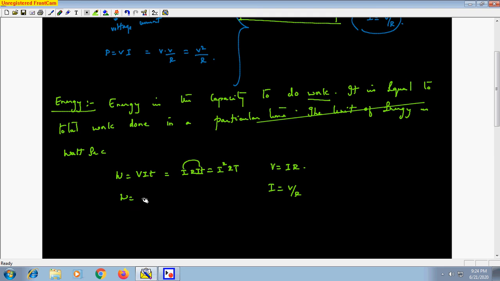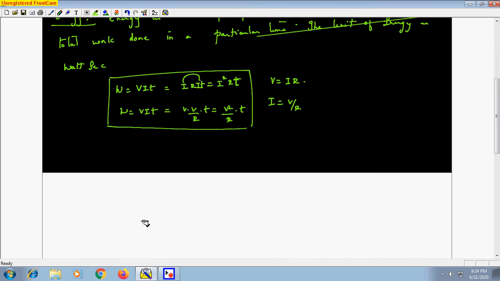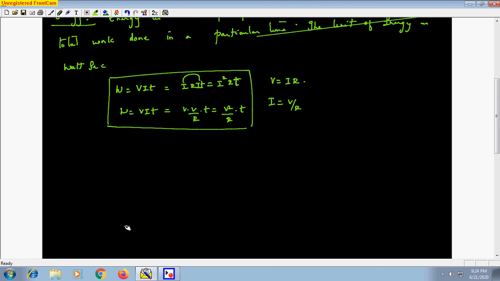So similarly W is equal to VIT. So I is what? V by R into T. So this is V square by R into T. This is how the formula is derived. So using this, it will be used in the problems. So whenever the problem comes, you have to remember this. So watt second, as you know, is a very small unit. Watt second is a very small unit of energy.